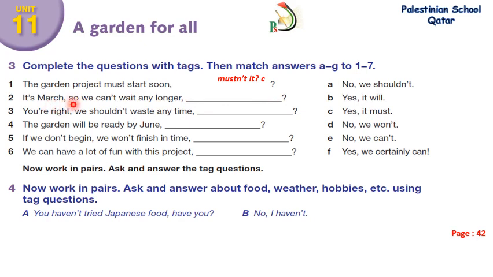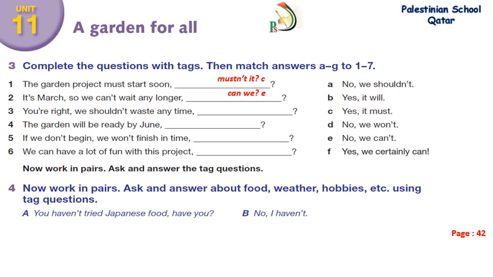It's March, so we cannot wait any longer. Here, try to answer. Where's the auxiliary? So we cannot wait any longer. It's very easy. Can we? Can. We put can here. We is the subject. The answer is E. No, we can't. You are right. We shouldn't waste any time.